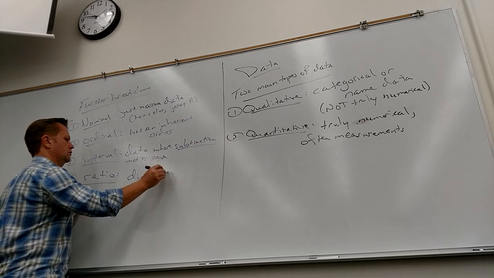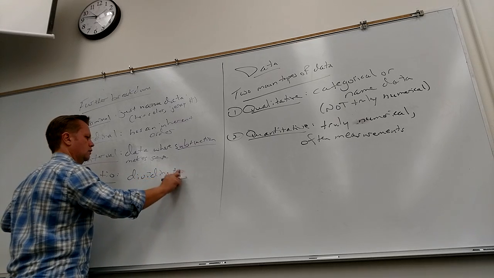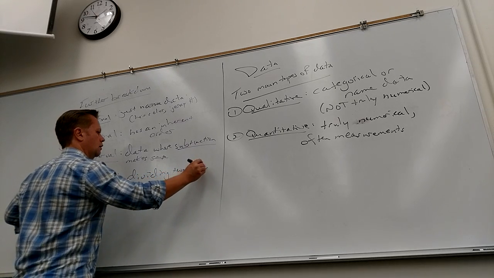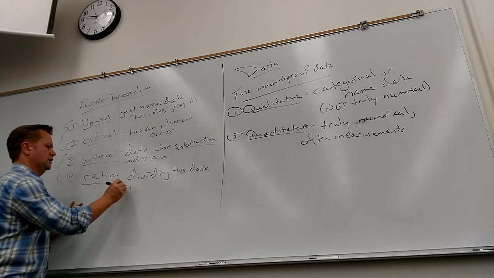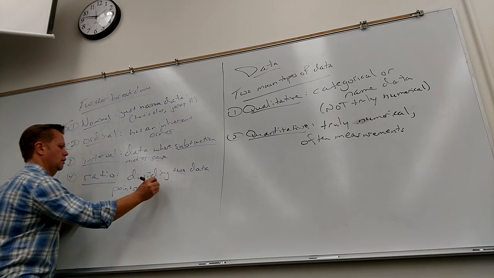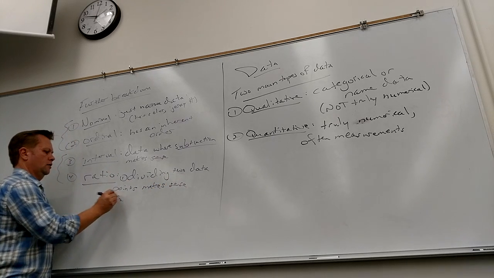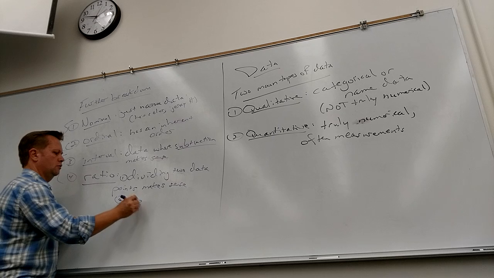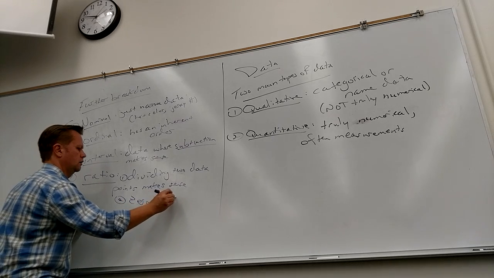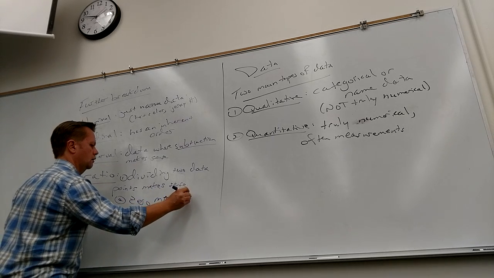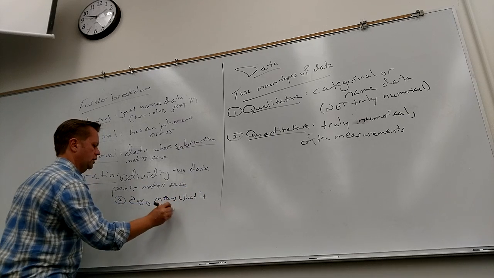Dividing 2 data points makes sense. And there's a second thing. 0 means what it's supposed to mean. So what do I mean by that?